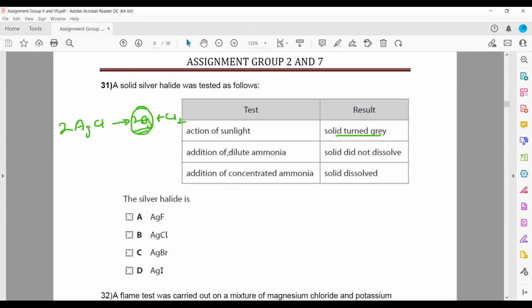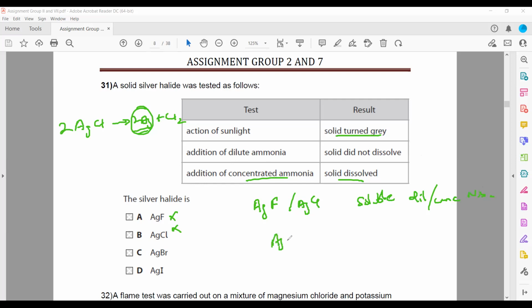Now, what happens if we add dilute ammonia? The solid did not dissolve. When we had concentrated, the solid dissolved. So remember, if we have silver fluoride or silver chloride, they both dissolve in both dilute and concentrated aqueous ammonia. So it cannot be silver fluoride or silver chloride. Why? Because in both cases it dissolves.